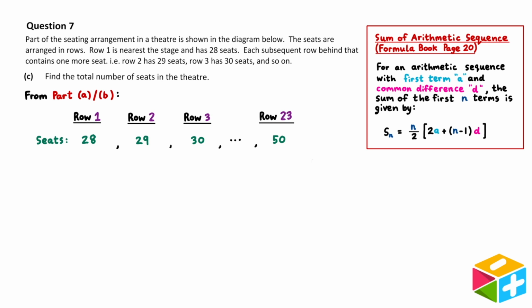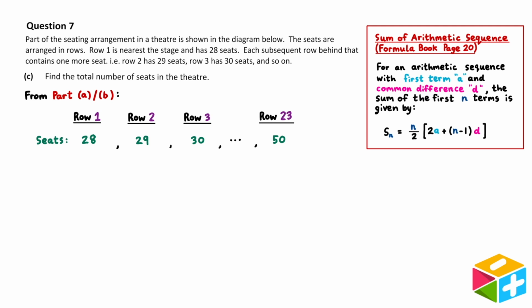This can be found in the formula book on page 20. It says that for an arithmetic sequence with first term a and common difference d, the sum of the first n terms is given by S_n equals n over 2 times (2a plus (n minus 1)d). If we can find the values of a, d, and n for our sequence, we can use this formula to find our answer.